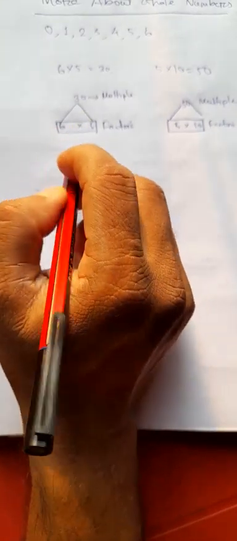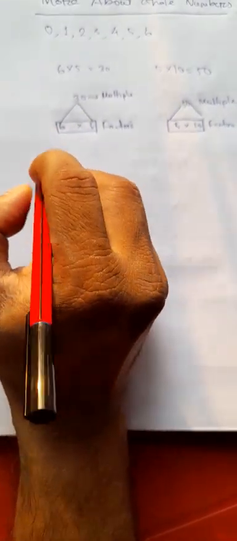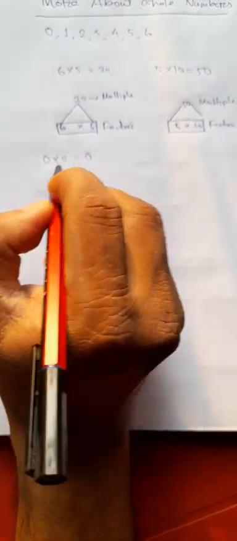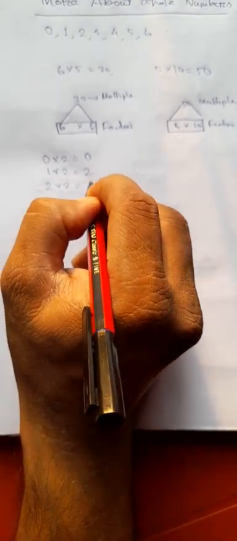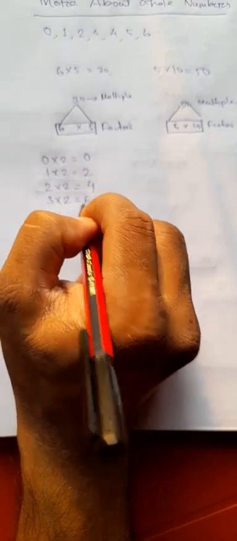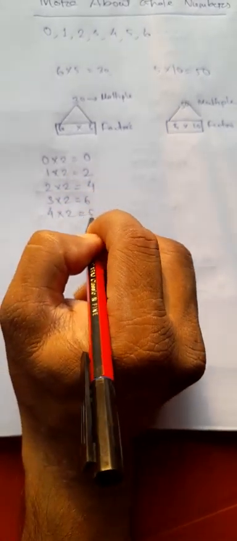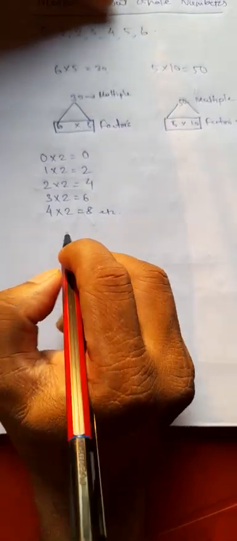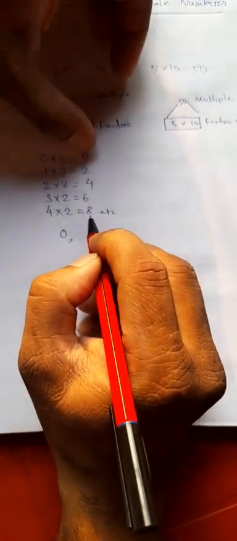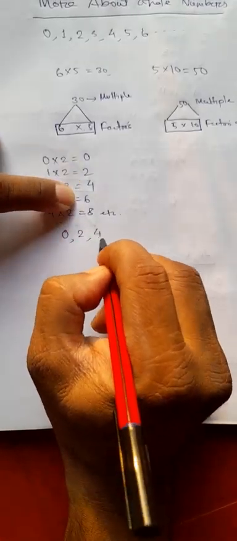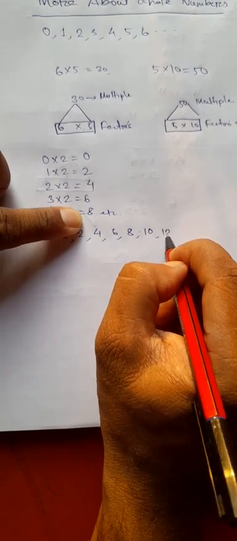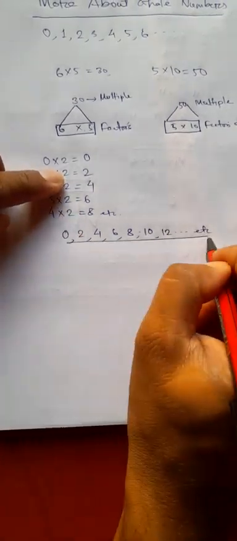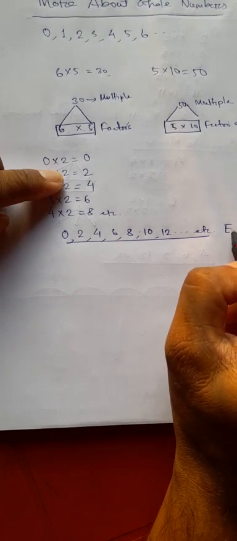Now let's multiply the whole numbers by 2. 0 multiplied by 2 is 0. 1 twos are 2, 2 twos are 4, 3 twos are 6, 4 twos are 8, etc. So when you multiply the whole numbers by 2, you again get a series of whole numbers: 0, then 2, then 4, then 6, then 8, then 10, 12, etc. Now this series is called even numbers.